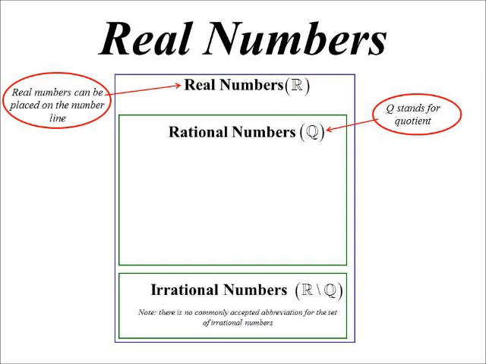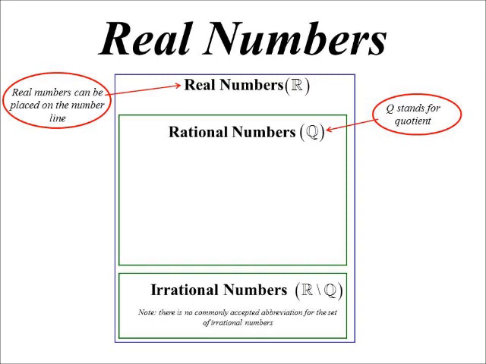Then, of course, the other set, and there's no point of intersection, are the irrational numbers. So they're the numbers that you can't write as a fraction. Now, they don't actually have an abbreviation for irrational numbers. They could have used I, but for some reason they didn't. So we don't really have a commonly accepted abbreviation for the set of irrational numbers. One way of writing it is like that, though. R, the set of real numbers, backslash, the set of Q numbers. That backslash means not including, or excluding, if you write. So it's the real numbers excluding the rational numbers, and you're left with the irrational numbers.